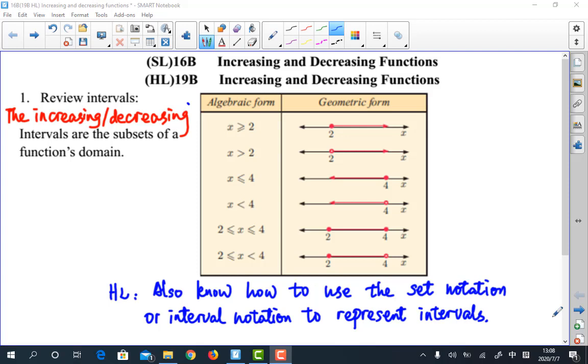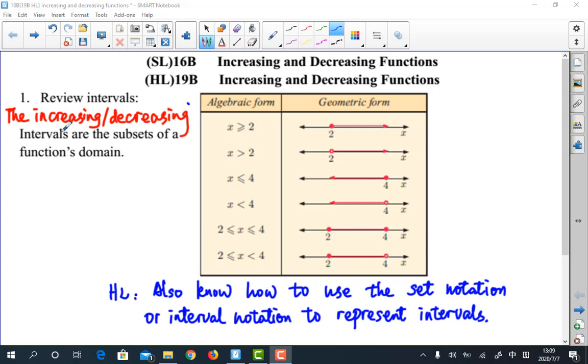Let's look at 16b for SL students, 19b for HL students. So the topic of this lesson is increasing and decreasing functions. In this lesson, we need to apply the first derivative to determine the increasing and decreasing intervals for functions. Let's review intervals.